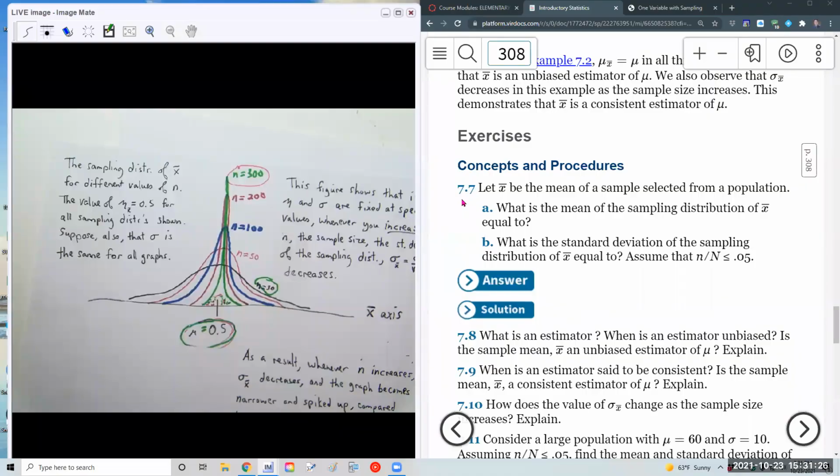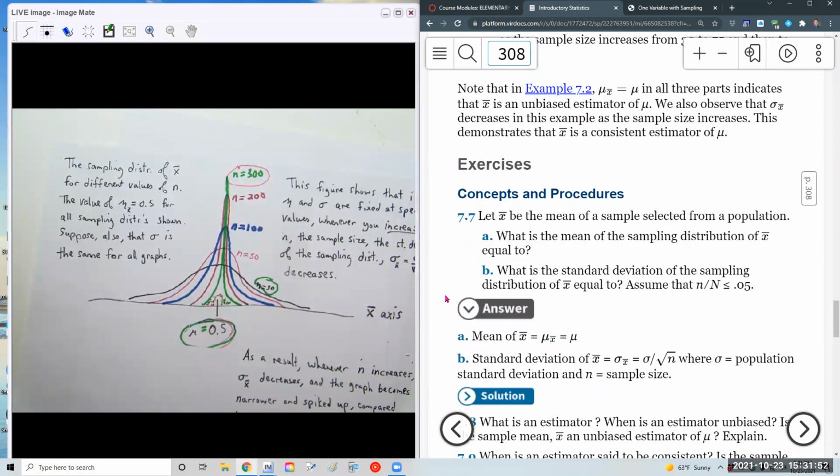All right, let's take a look at the first exercise here. Suppose x bar is the mean of a sample selected from a population. What is the mean of the sampling distribution of x bar equal to? And part B, what is the standard deviation of the sampling distribution of x bar equal to? Assume that n divided by N is less than 5%.